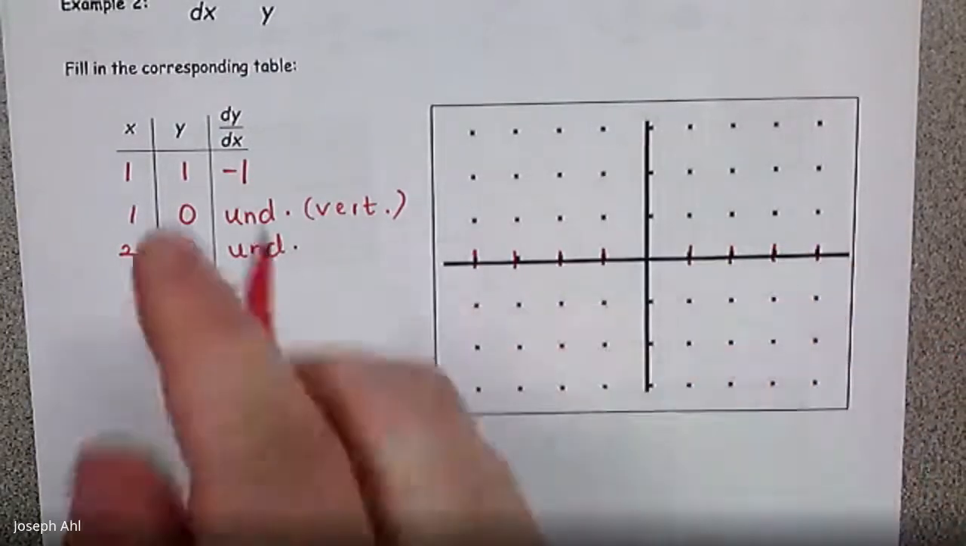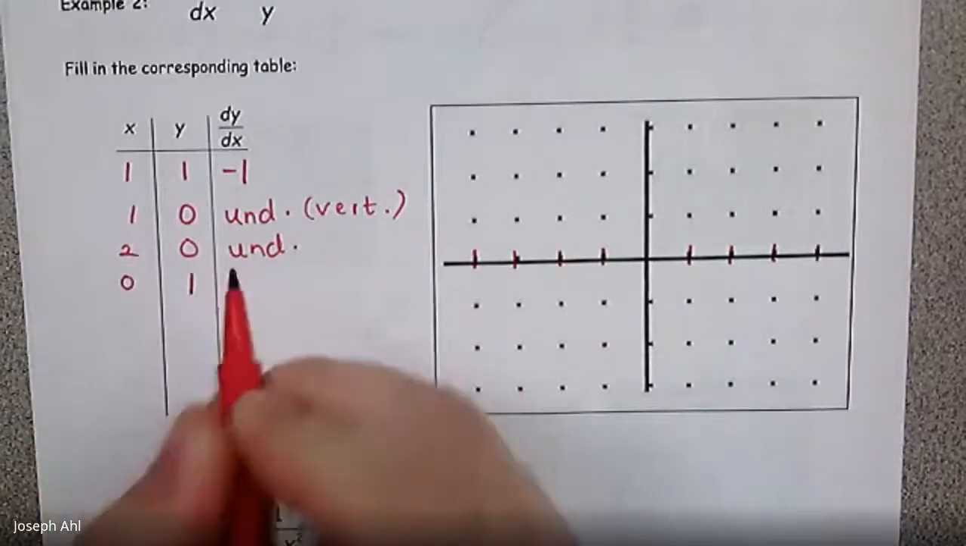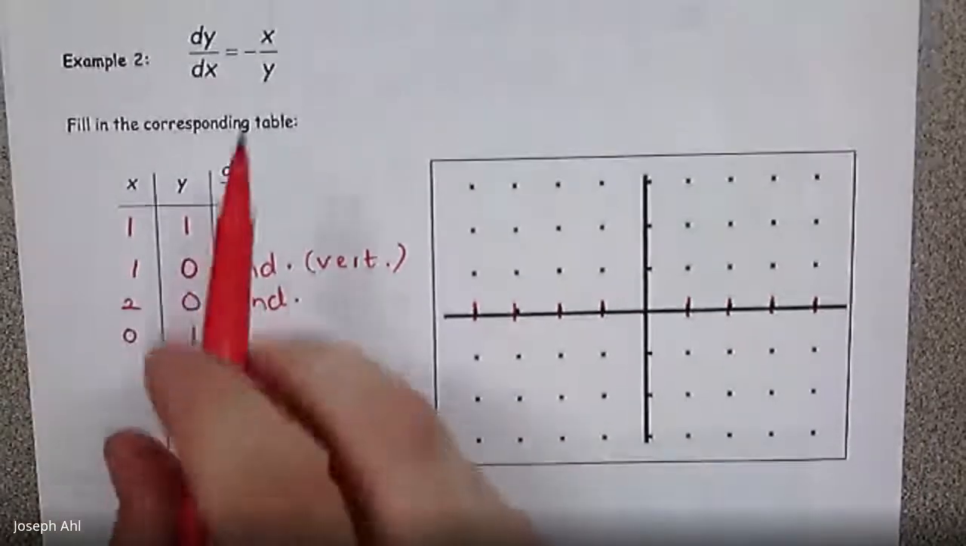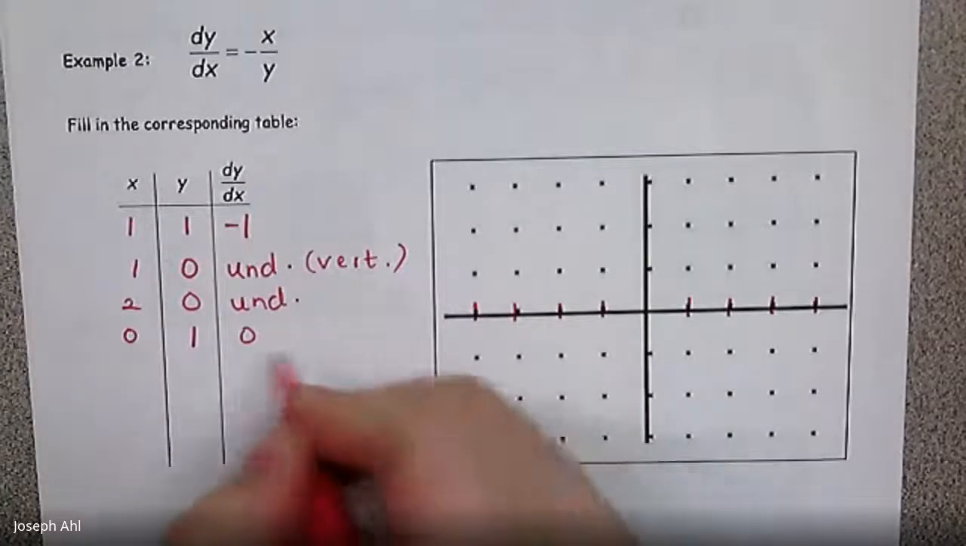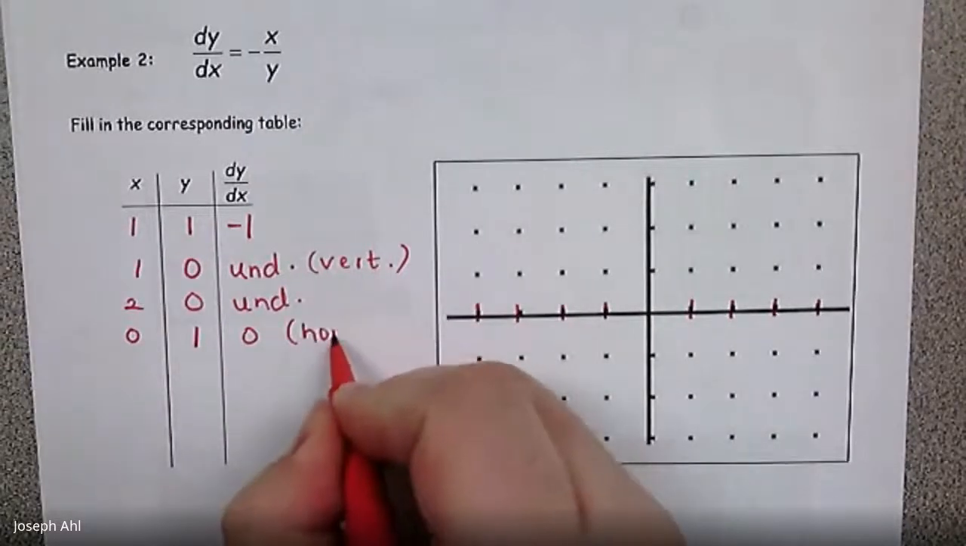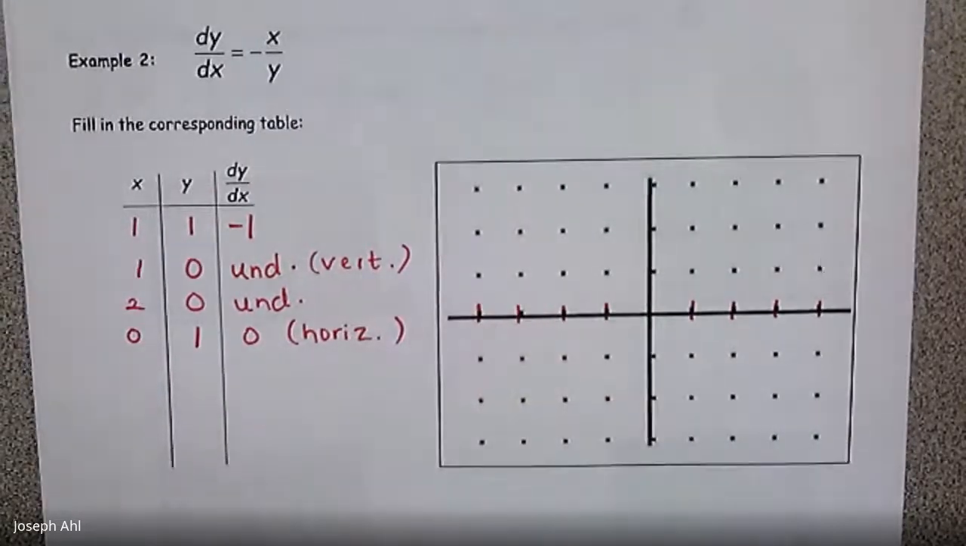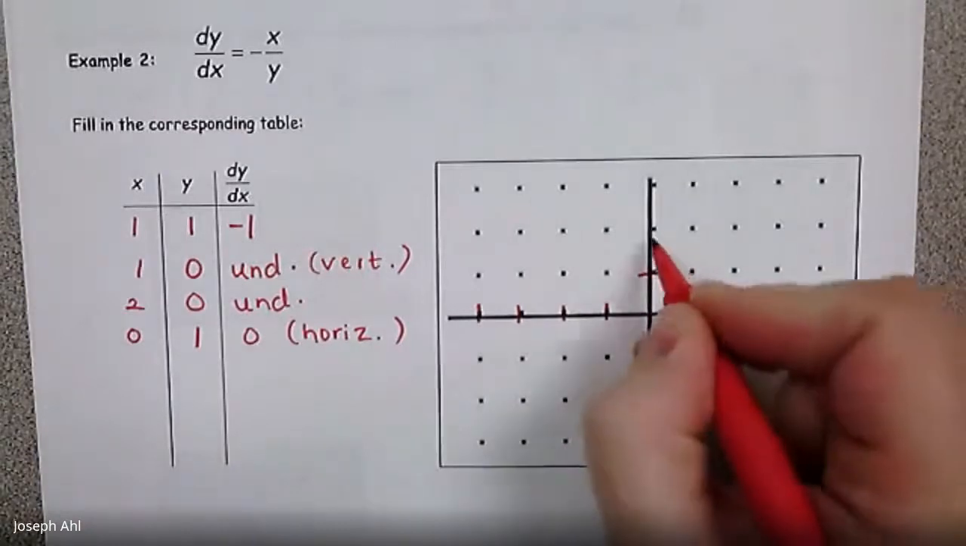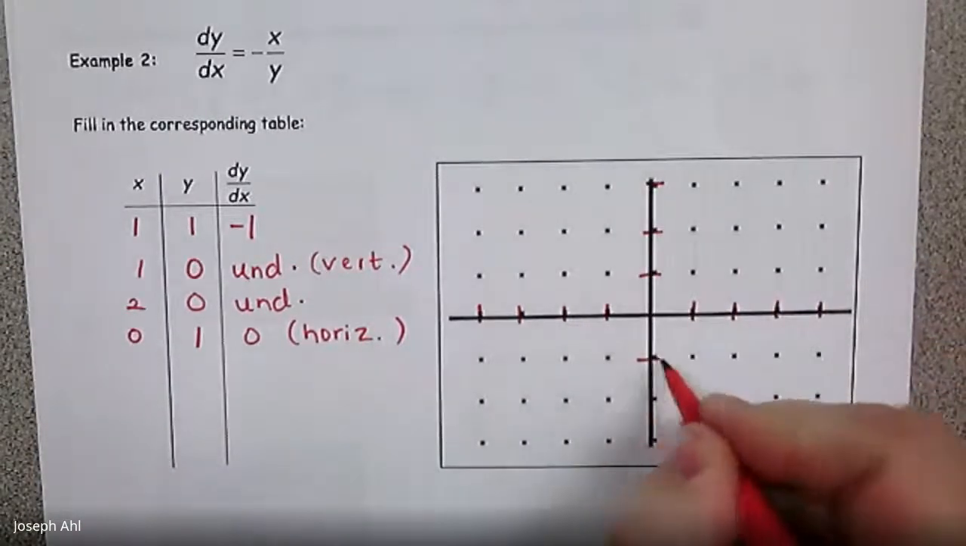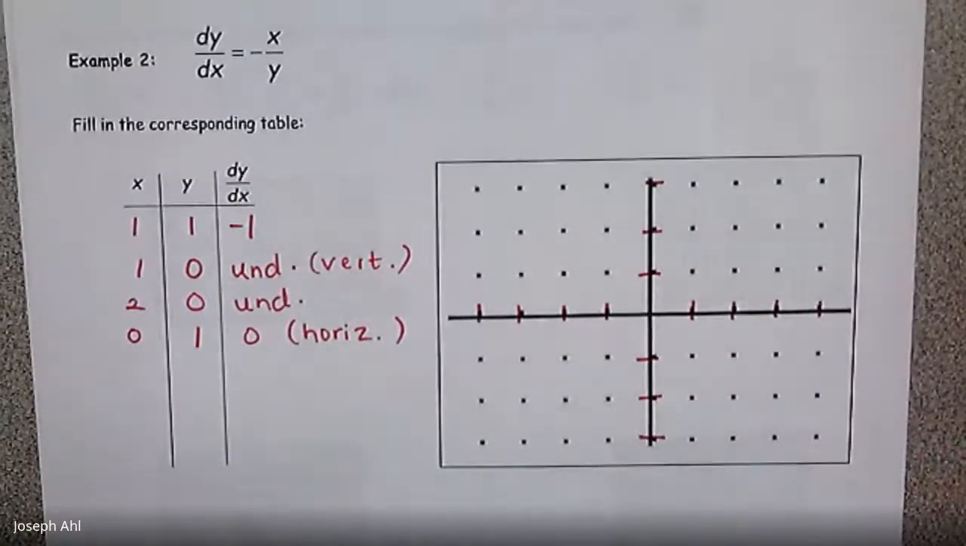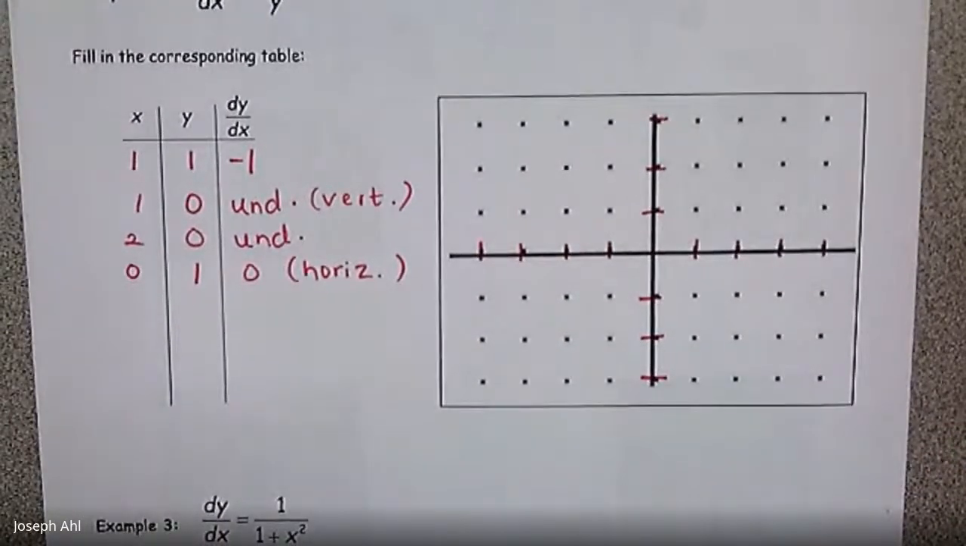What if I went up and down on the y-axis? If I reversed it and did (0, 1), what's going to happen there? Well, 0 over 1 is 0. So we have a slope of 0. We know that that's horizontal. So going along the y-axis here, you're going to have slopes of 0.